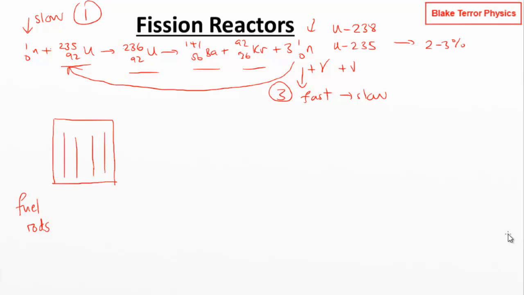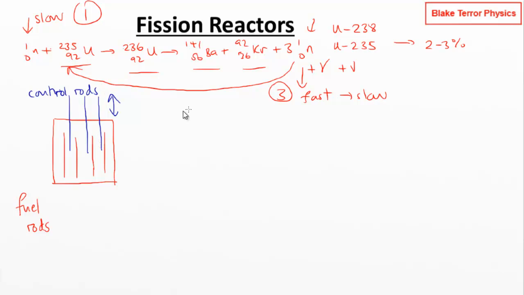We're also going to have another set of rods. I'll put these in a different color. And these rods can go in and out of the actual reactor vessel, or whatever you want to call it. So these are the control rods. If I can write the word control rods. These control rods, as I say, they can move in and out, and they are there to absorb neutrons.